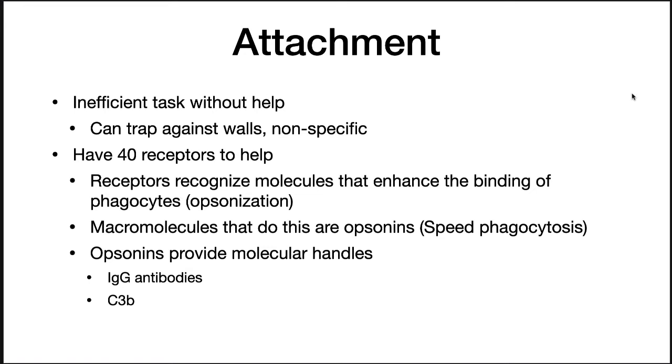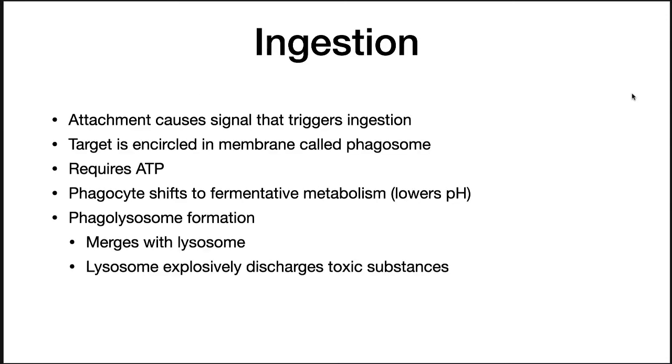Remember, when we talked about the complement cascade, the C3b protein is lodged into the membrane of the target bacterium during the cascade. And now the phagocyte can use that to grab it and engulf it. The phagocyte is now attached to the bacterial target, and it's time for ingestion. Attachment causes a signal that triggers ingestion. The target is encircled in a membrane called a phagosome.